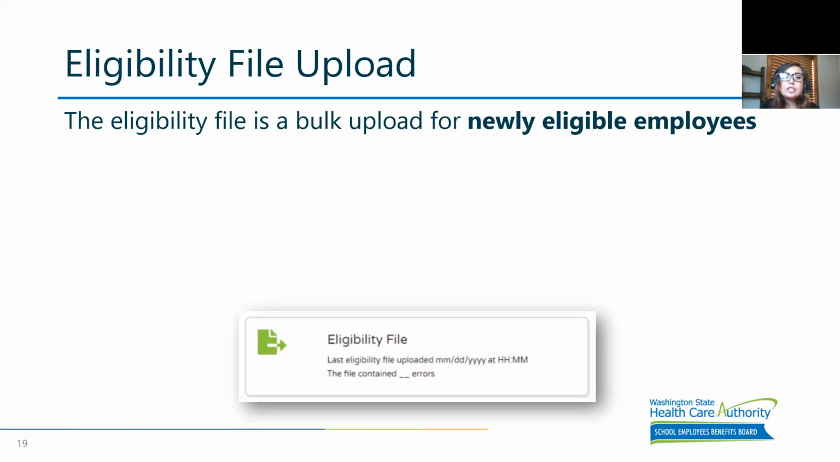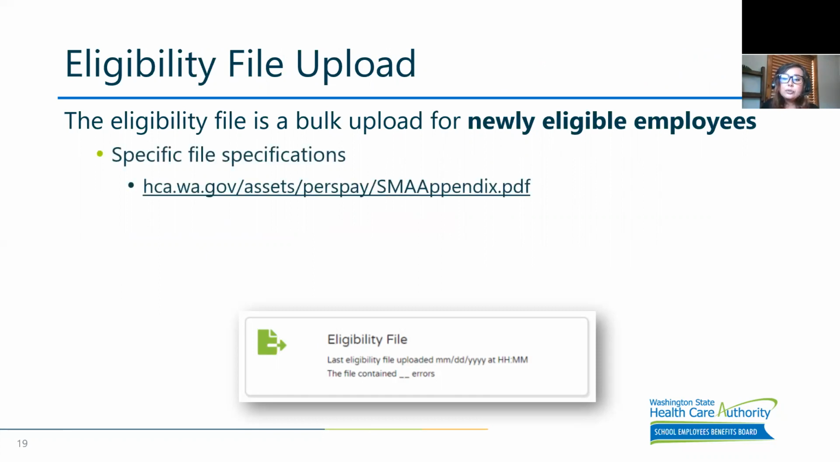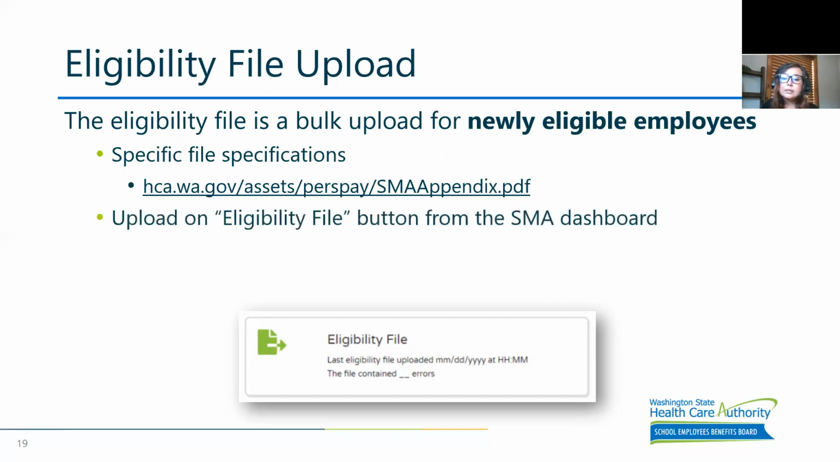So let's talk about the eligibility file upload. This is a way to bulk upload your newly eligible employees. Now, if you choose to use this method to enter in your newly eligible employees, there are certain file specifications that you must follow in order to get this file uploaded correctly. The format can be found in the SEBB account manual, and that is located on the BA website under manuals. You would want to click the eligibility file button from your SEBB account admin dashboard to upload these files. And I have a screenshot of what that button looks like from your admin dashboard. It's located on the bottom of the screen here.